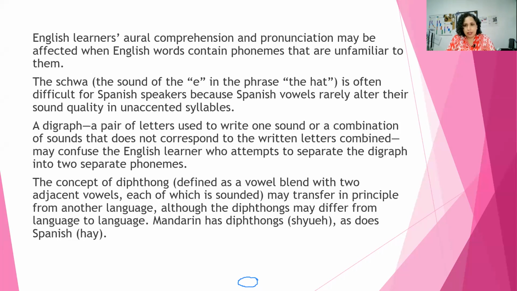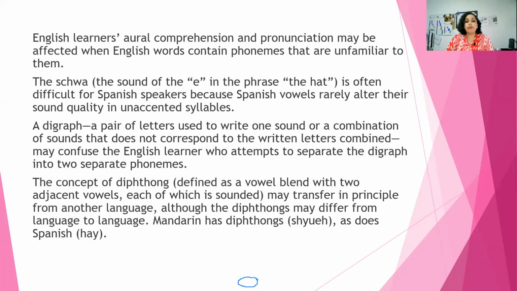The hut. It's often difficult for Spanish speakers because Spanish vowels rarely alter their sound quality in unaccented syllables. Yeah, and that's why you have the tendency, I'm telling you, when you're reading English, to read them and to pronounce them and give them the sound as Spanish, as the ABCs is supposed to sound, and it's not that. You need to understand that there are the phonemes. And the phonemes are made for you to make different words.